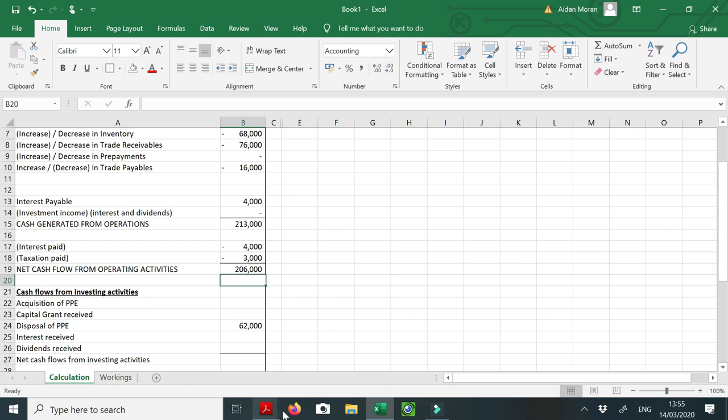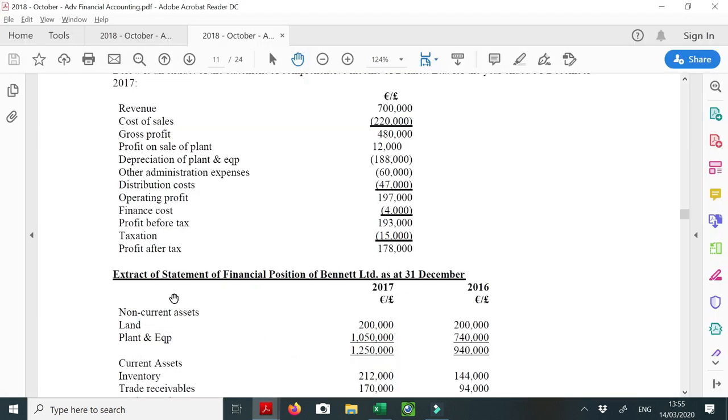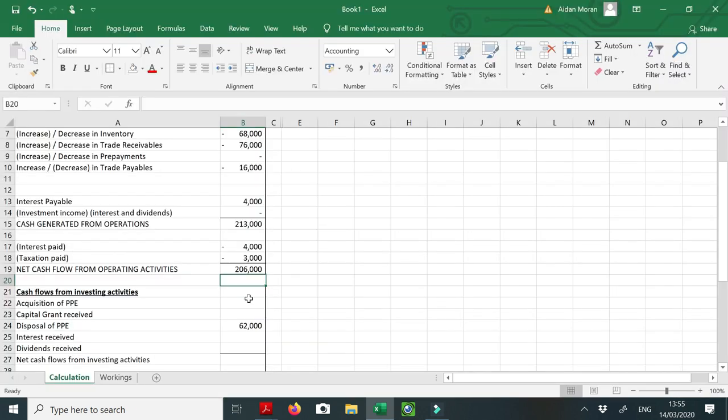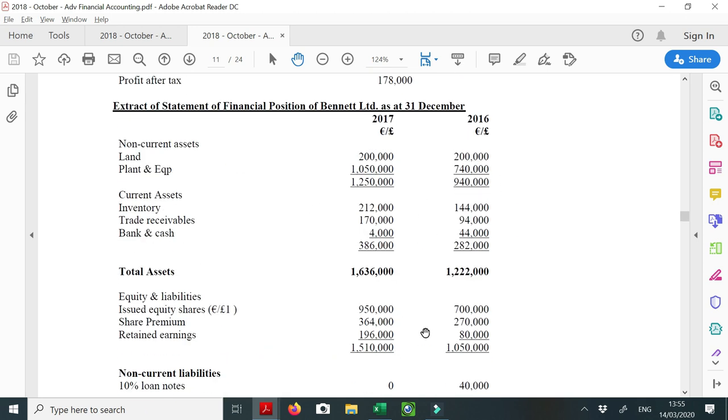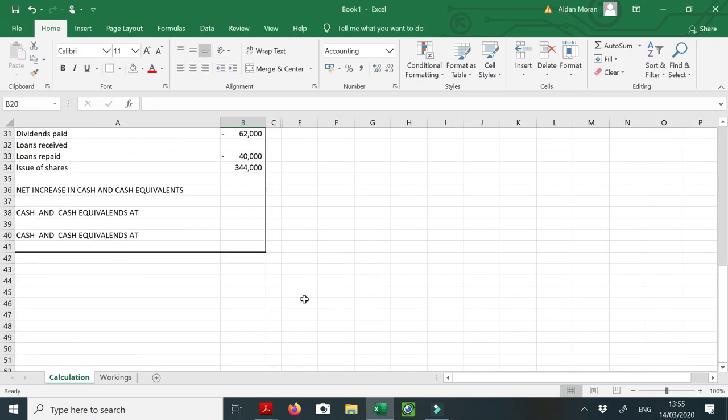Okay. So where are we? We're looking at my question, and we're seeing, is there any other numbers? So I'm just going to look around and I'm going to start with land. So I see there's no movements in the land. Okay, we didn't acquire anything, there was no notes on it, so it's fine. My plant and equipment, there will be a note on that, and again I'm looking at my opening balance of 740 and my closing balance of 1050.